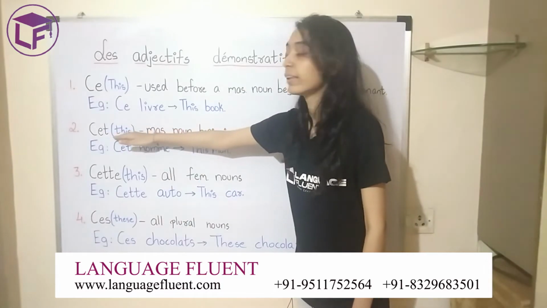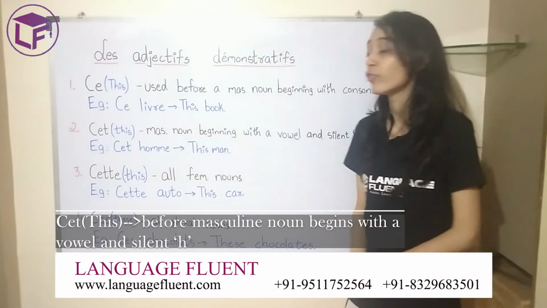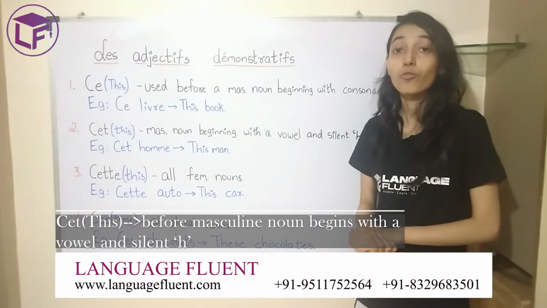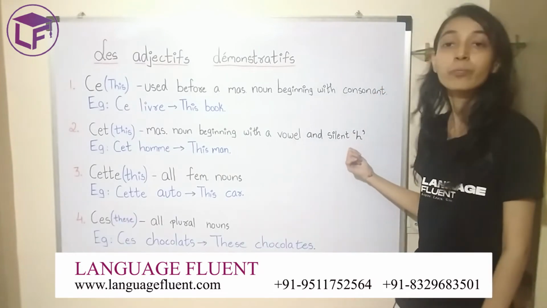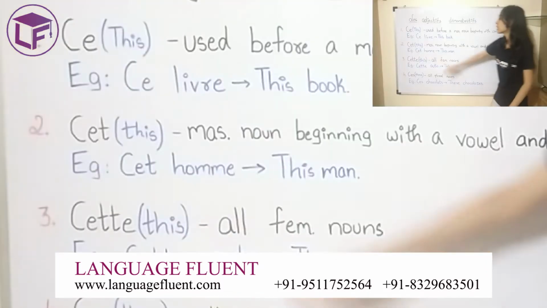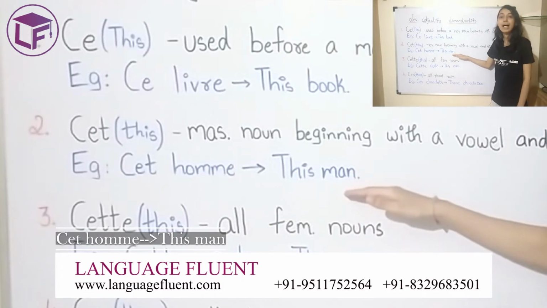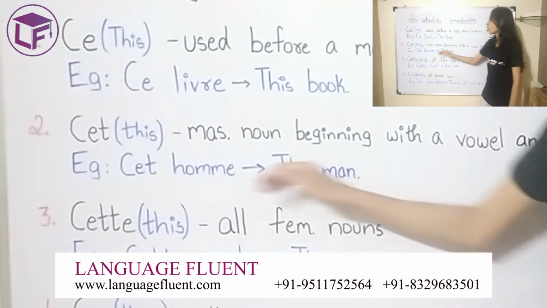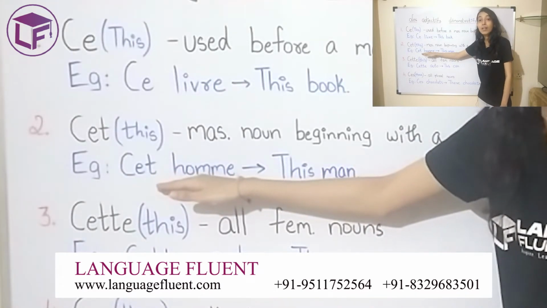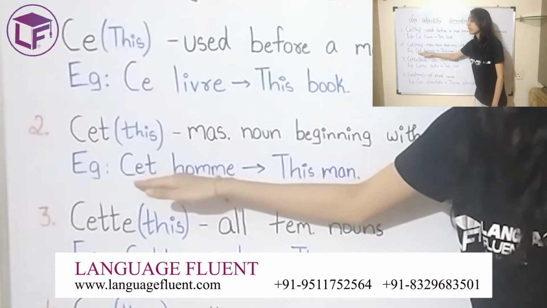Second is cet, c-e-t, which means this in English. We use cet when we have a masculine noun which begins with a vowel or silent H. For example, cet homme, which means this man. Now, homme is a masculine noun and it begins with H. So we have a vowel or H over here, and when the noun is masculine, we use c-e-t, cet.